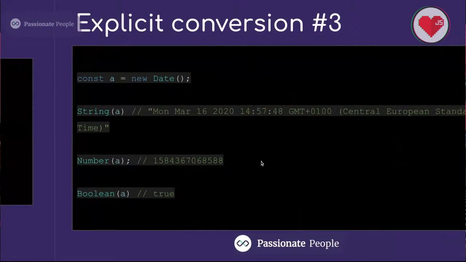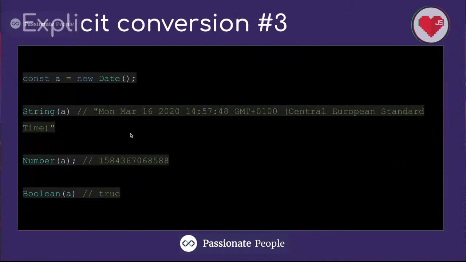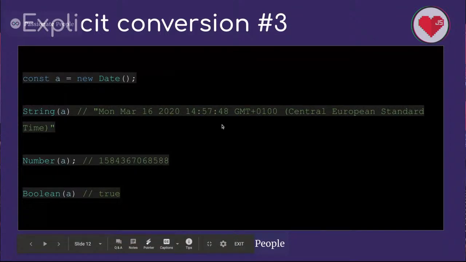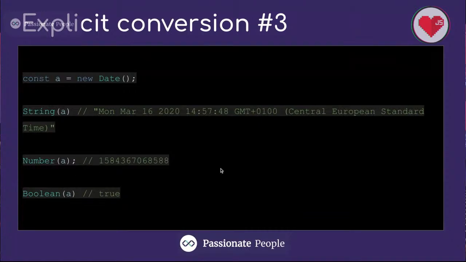Another thing you could do is, of course, you can also cast a date to any of these primitive values. So if you cast a date to a string, you get all this description of a long date. If you cast a date to a number, you would actually get the Unix time, which is simply the number of seconds since the Unix epoch. It's the 1st of January 1970. And a date cast to Boolean would be simply true.